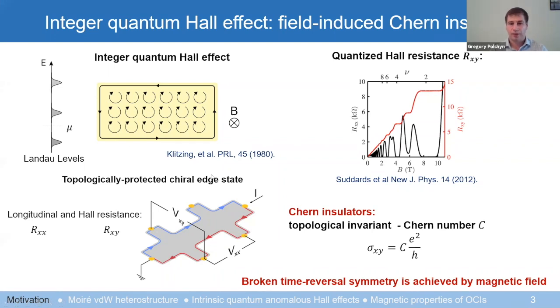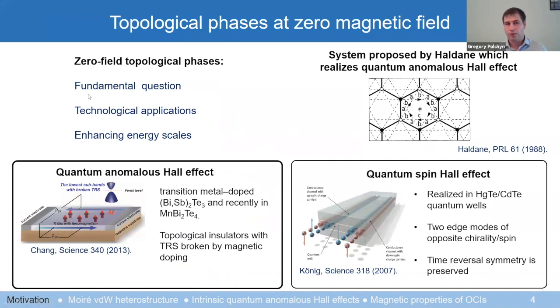So realizing analogous topological states, Chern insulating states, but at zero magnetic field, has been a long-standing goal. Of course, such states would be of fundamental interest, but they might also find technological applications. Furthermore, if we can substitute the role of the field with, for example, strong electronic interactions, we might be able to engineer more robust topological states, which will survive to higher temperature and will just in general be more useful.